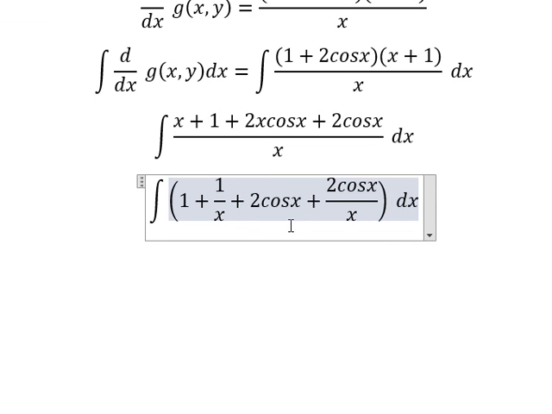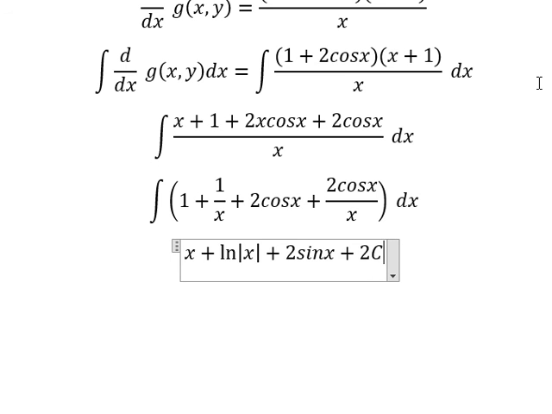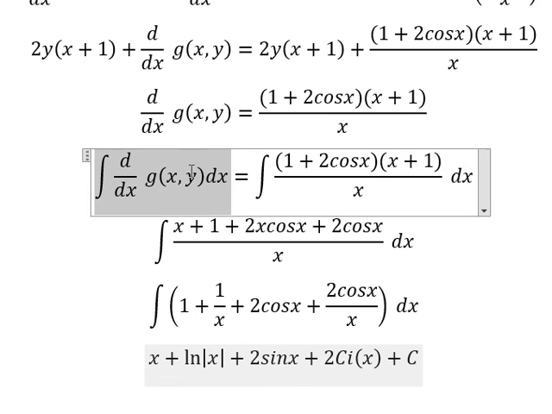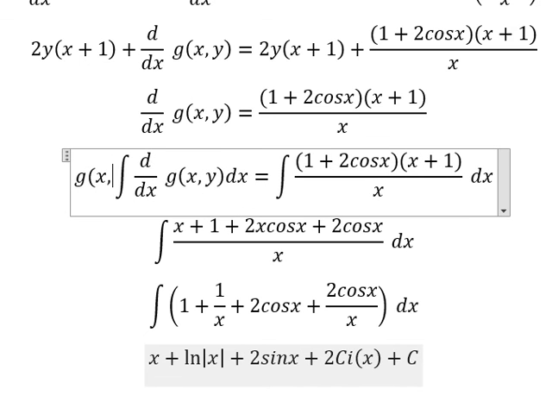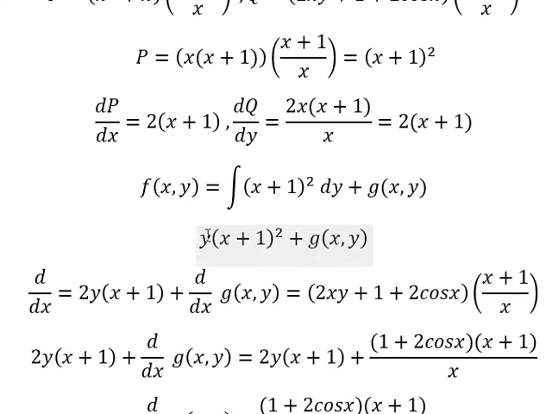And now we need to find the value of this one. So we have s plus ln of the absolute value of s plus 2 sine s plus 2 cosine integral of s, and we put c. So we know that this one is 3xy, because if we do this first derivative, later we do integration, they will return back to the original function. So that's it in here.